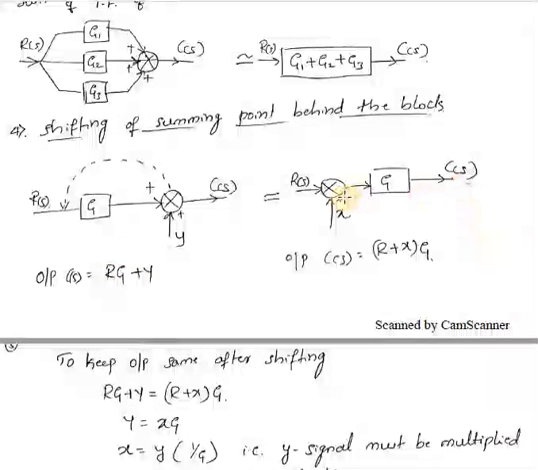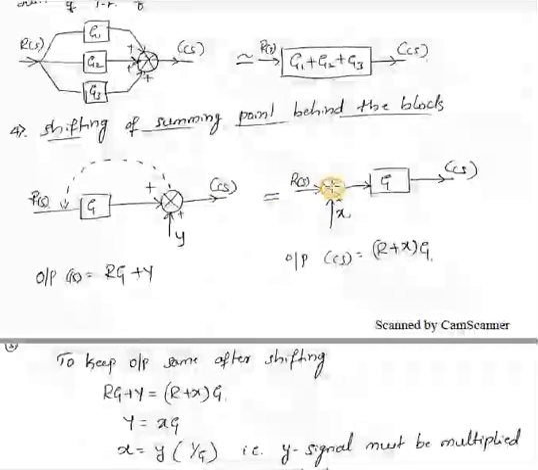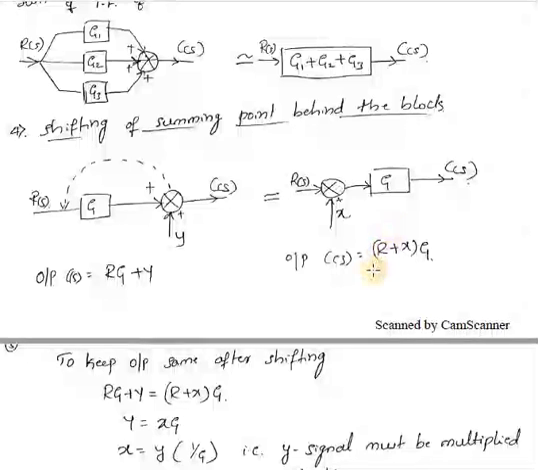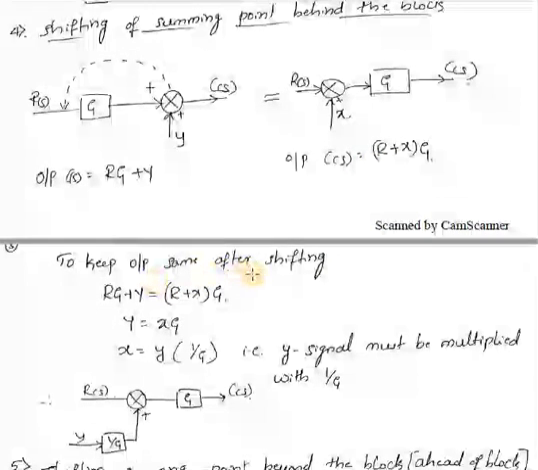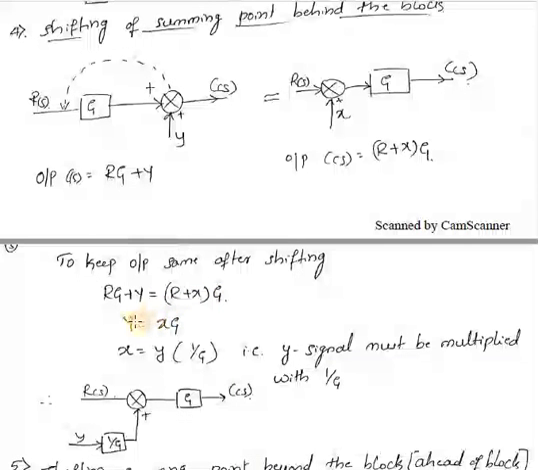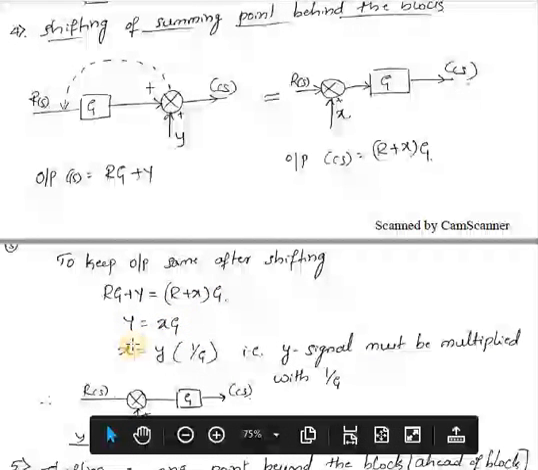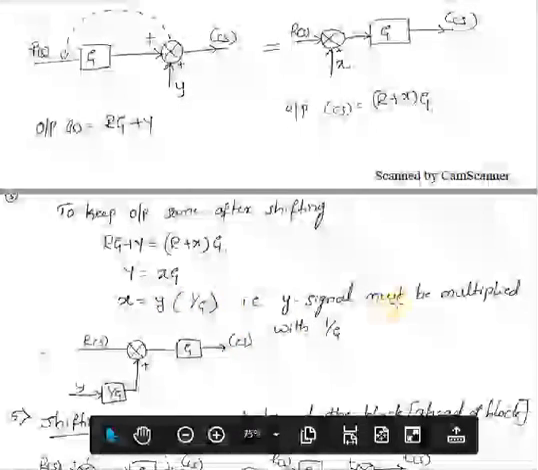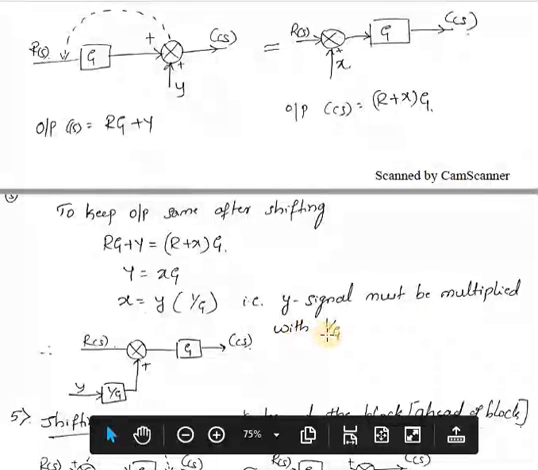If I shift this summing point before the block, at that time R of S plus X, into G, will be the output, but the output should remain the same. If you shift or apply any rule, your output should remain the same. So to keep the output the same after shifting, we'll equate these two. So RG plus Y equals R plus X, into G. So Y equals X into G, or X equals Y into 1 by G. That is, the signal Y should be multiplied by 1 by G. Then only you will get the same output.